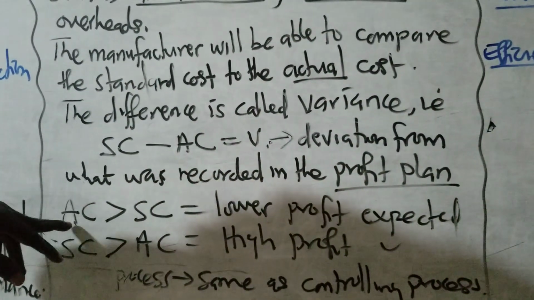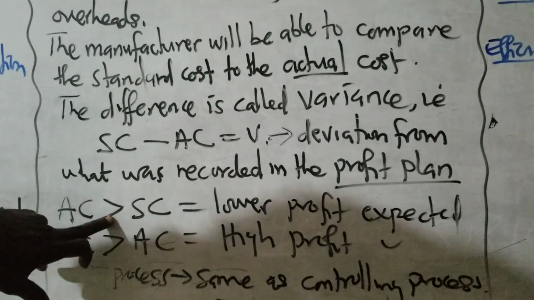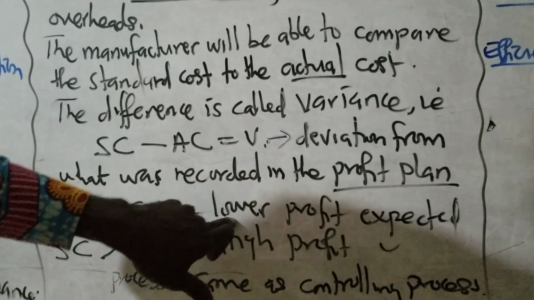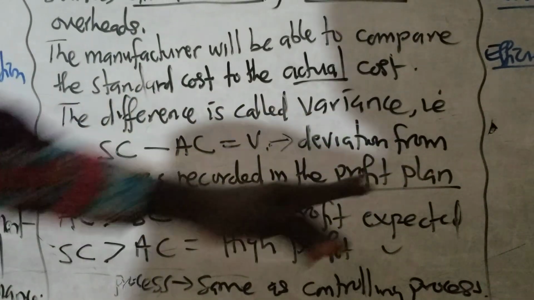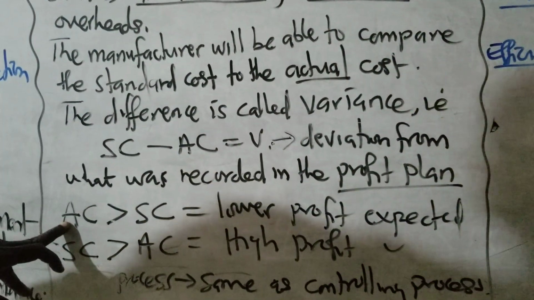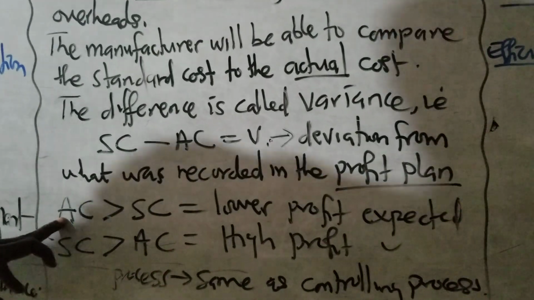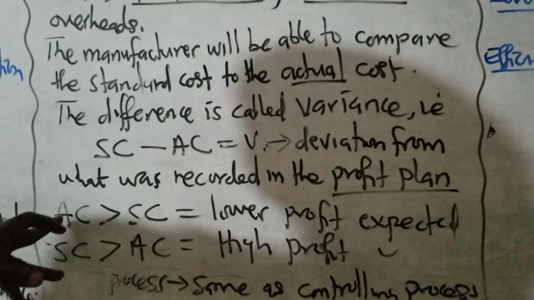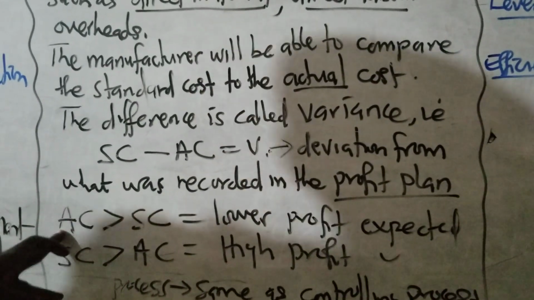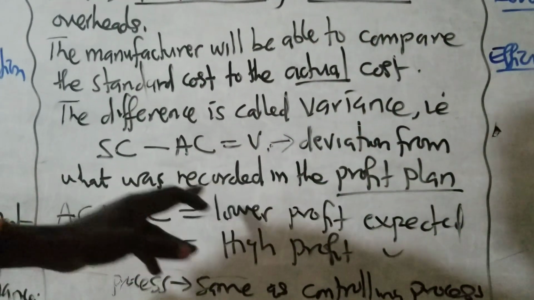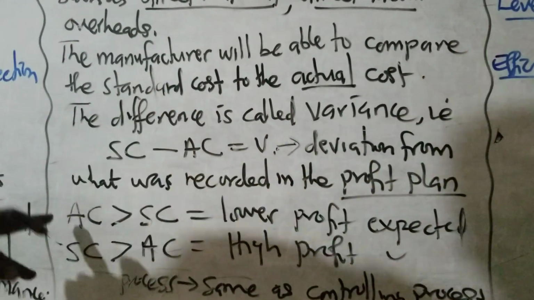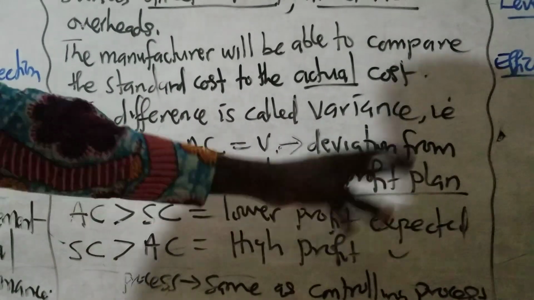And what is it? If the actual cost is greater than the standard cost, it means that you are going to have lower profit. So lower profit will be expected. Now, you said this is what I wanted to spend, but you have spent more than what you wanted to spend. That means that you are going to have, remember, you have recorded it in your profit plan. So if you spend more than that, then you have lower profit.